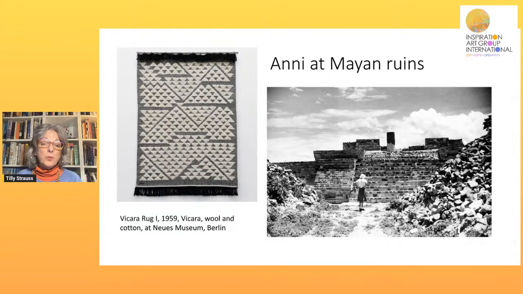Basically, each school break, they travel to Mexico and South America. And by the 1960s, they've done about 13 or 14 trips down there. In fact, that's why Josef gets his driver's license, so that they can drive across country from North Carolina down to Mexico. Anni is fascinated with Peruvian weavers.